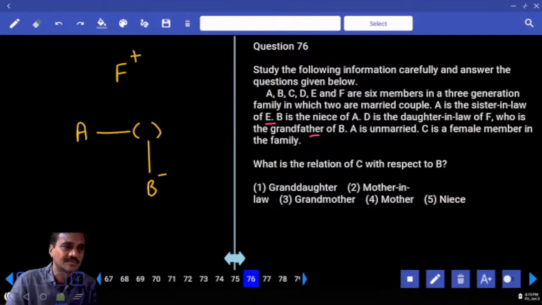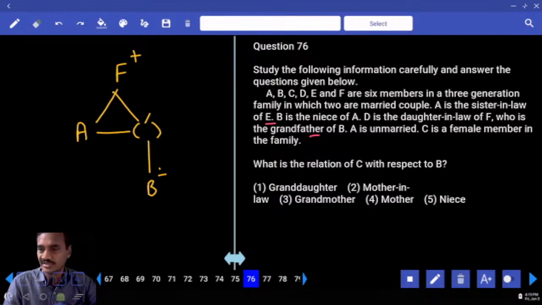F can be here or not? F is the grandfather of B. That means F can be the father of this person or this person's spouse's father. 2 possibilities. And A is unmarried. C is a female member in the family. As C is a female member in the family, and A is a sister-in-law of E, A must be a female. A is unmarried.